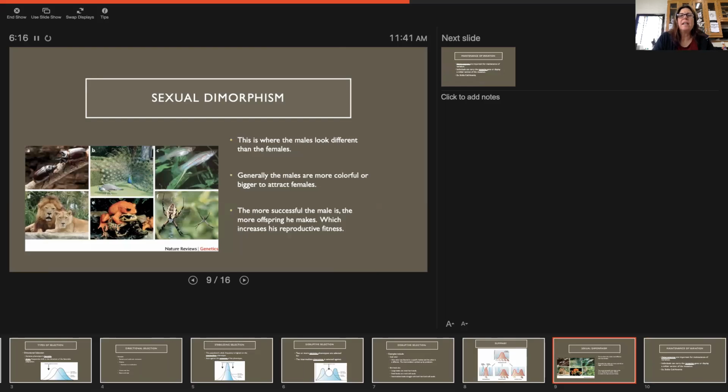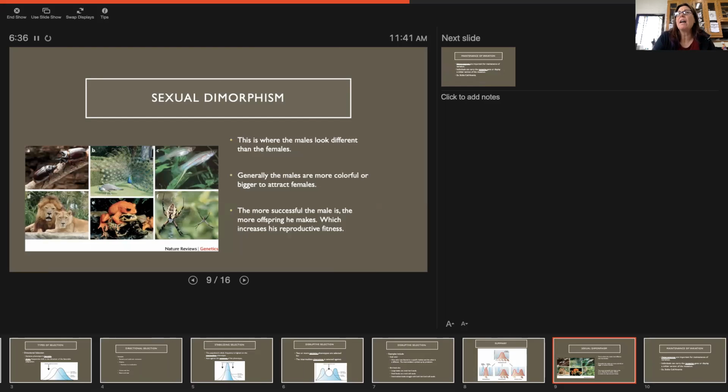Then we also have this thing called sexual dimorphism, and this is where the males look different than the females. Your book talks about this. And again, everything they talked about in the end is kind of just a touch on some of these topics. Generally, males tend to be bigger, more colorful. They're trying to attract a mate. I mean, think about it.